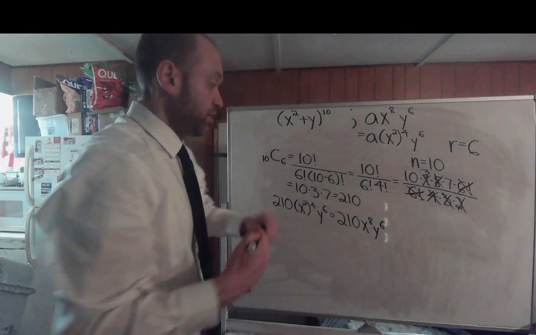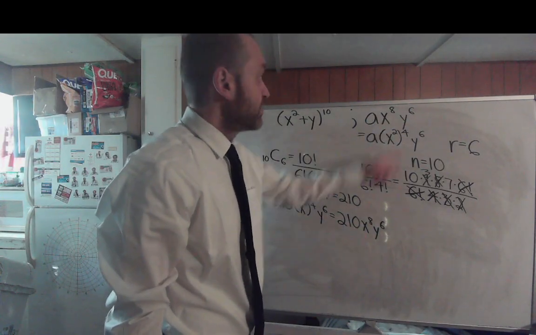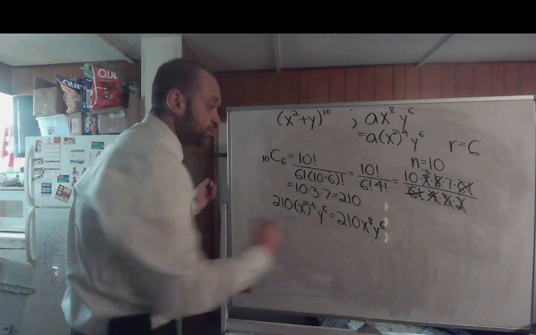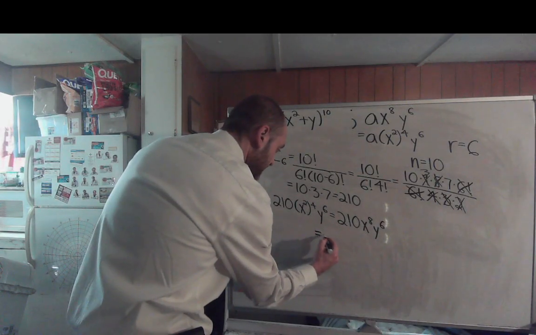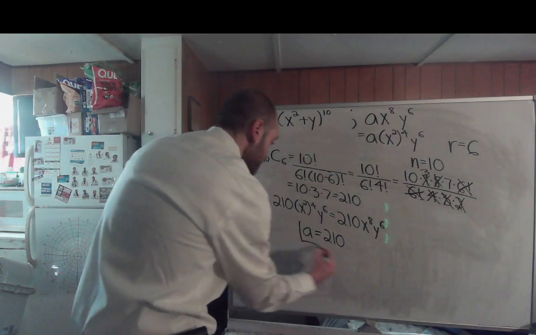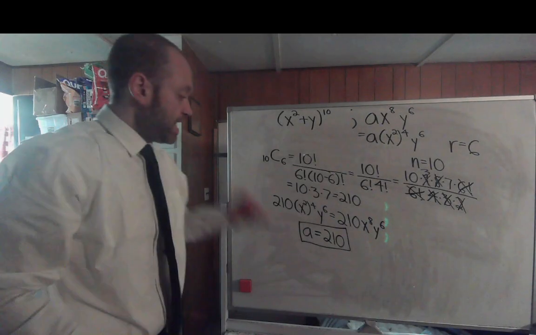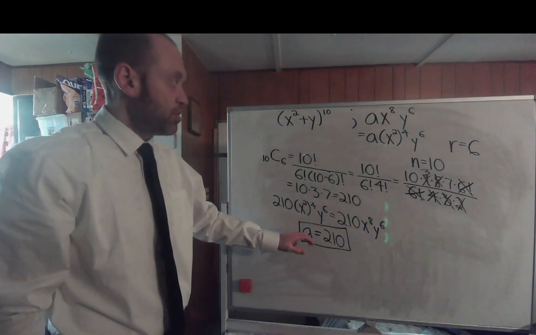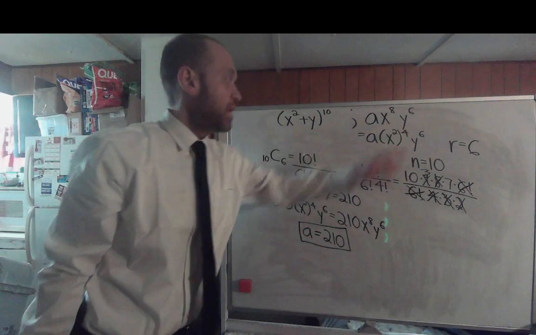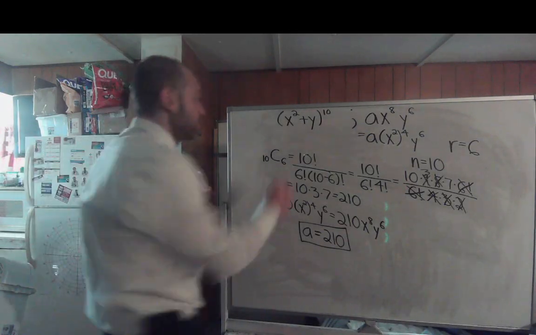And what do you know? We have it now in the form of a x to the 8th, y to the 6th. So that means my coefficient, which they wanted, that a equals 210. That would be my coefficient on my x to the 8th, y to the 6th term, where a is 210. And let's do one more.